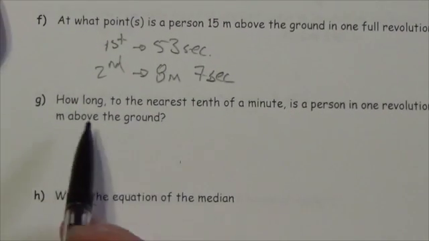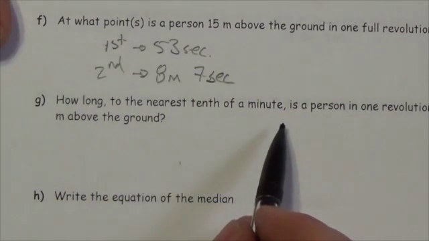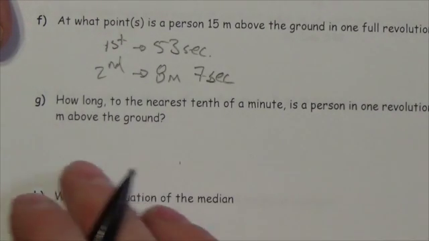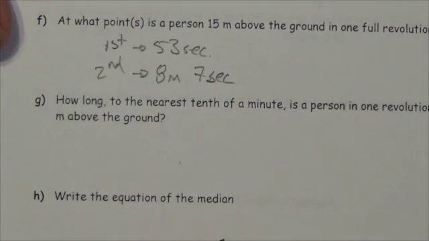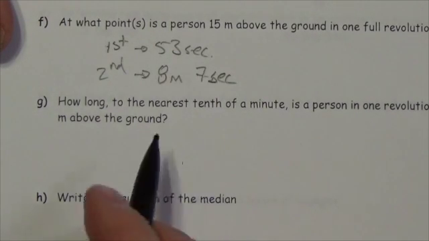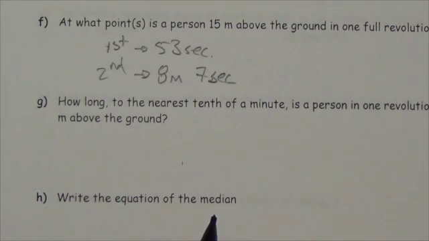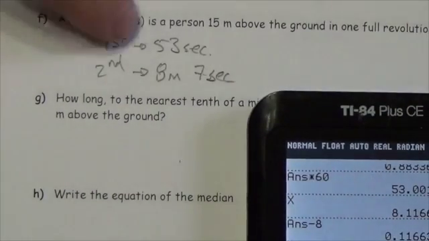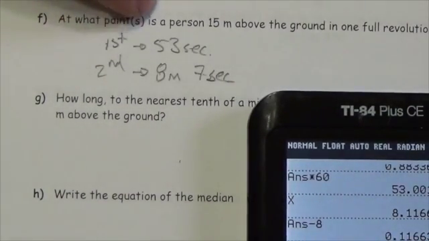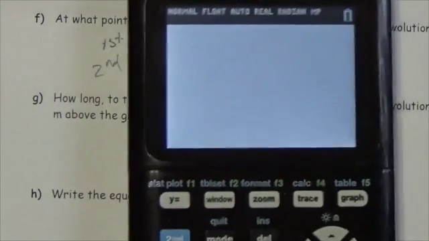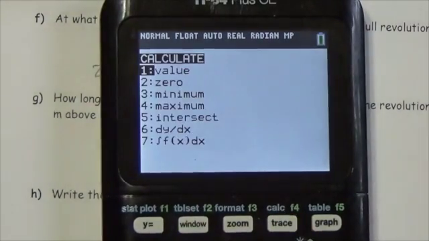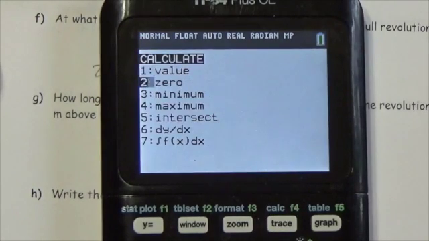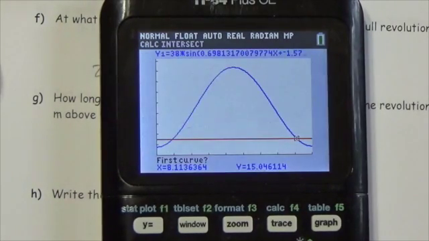Then the question is, how long, to the nearest tenth of a minute, is a person in one revolution when he is at least 15 meters above the ground? Okay, and now it says here to the nearest tenth of a minute. So I'm going to show you how to do this. In this case right here, we do want the decimals to occur. So I'm going to go back to my graph and find that point of intersection again.